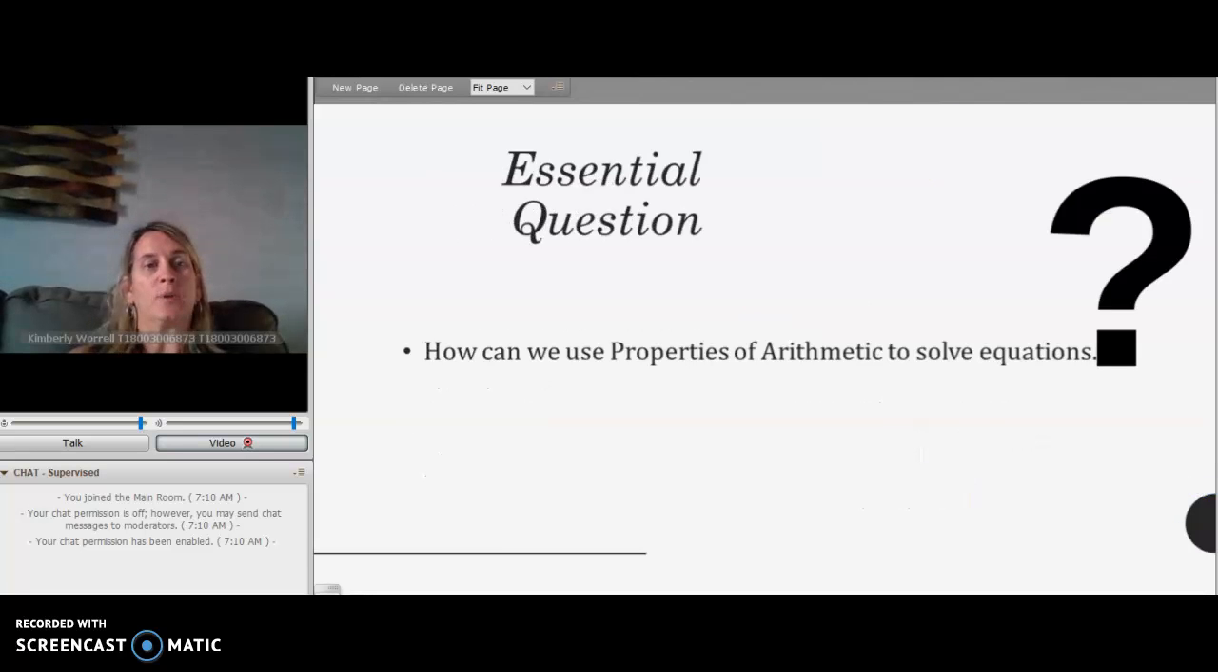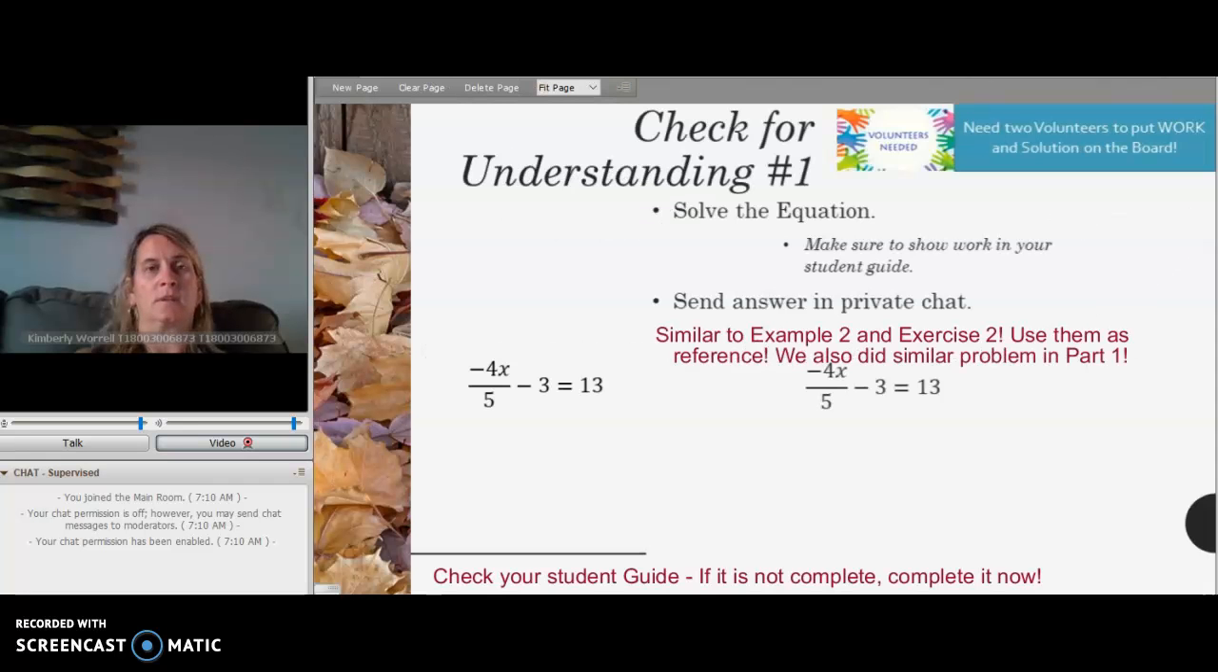Essential question. While you're working, hopefully on your assignment yesterday, and while you're working today, I want you to think about how can we use the properties of arithmetic to solve equations? And that's the distributive, the commutative, and the associative properties. How are you using them when you're solving equations?